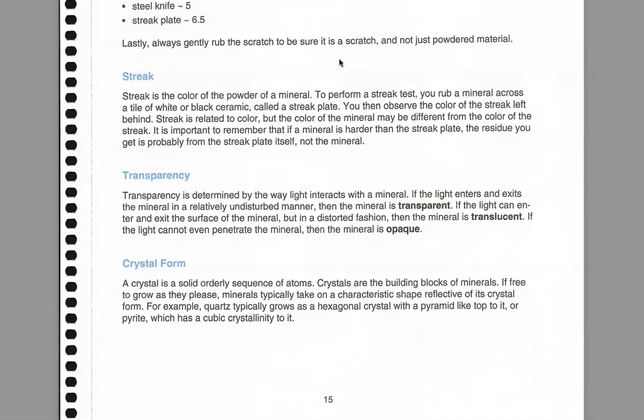As long as it's softer than the streak plate. I never used to point this part out. And there was one semester, there was this one group, this was years ago, but still, who raised their hand after a while.